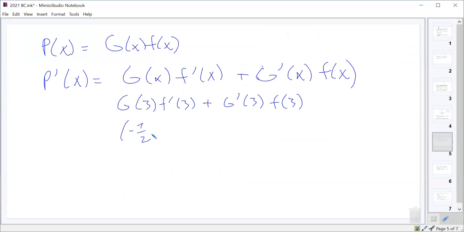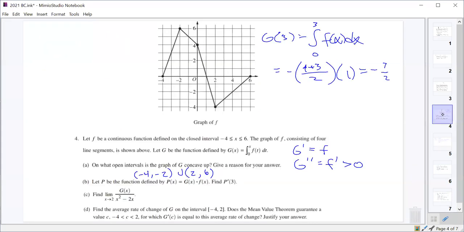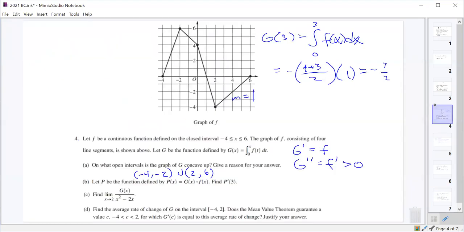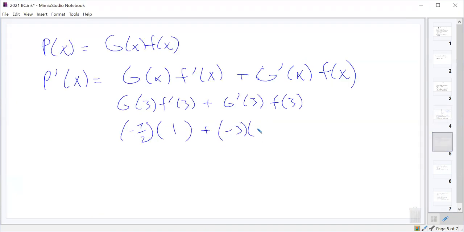So we got -7/2. Then we need f prime of 3. F prime of 3 is the slope of f at 3. So what's this slope here? 1. So f prime of 3 is just 1. G prime of 3. Well, G prime of 3 is just f of 3. And f of 3 is -3. So we got -3, and then we have another f of 3, which is 3. So we got -7/2 plus 9, which should be what? 11/2.